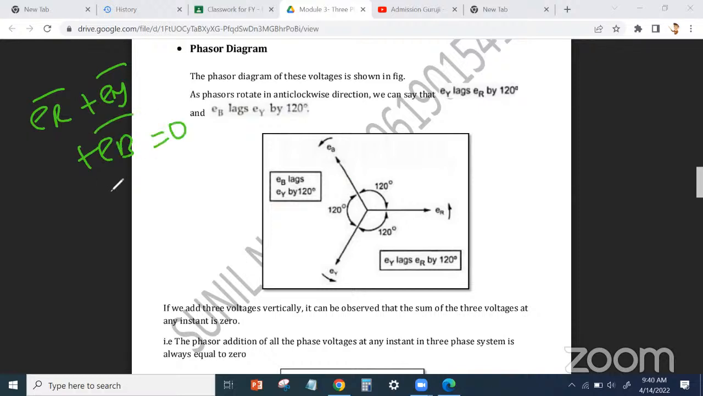But by considering angle also, angle पकड़ के, if you just count the magnitude, it will become triple. If you count the direction also, angle also, it is 0. So if we add 3 voltages vertically, we can say that sum is 0. So vertically मतलब we are calculating the magnitude of the voltages and the angle, both the things.